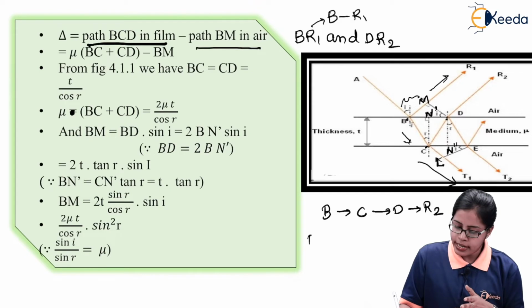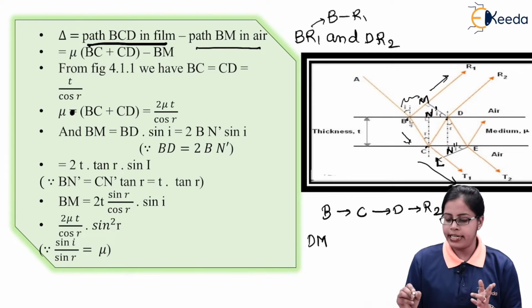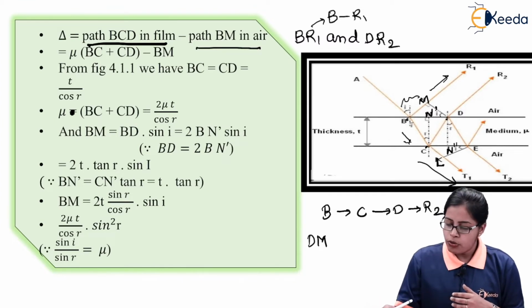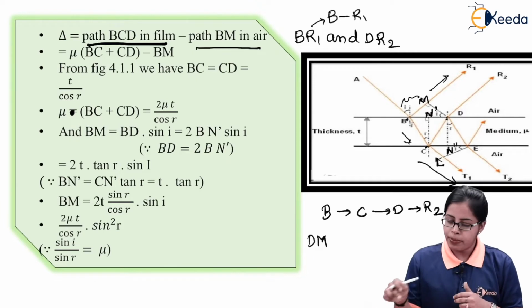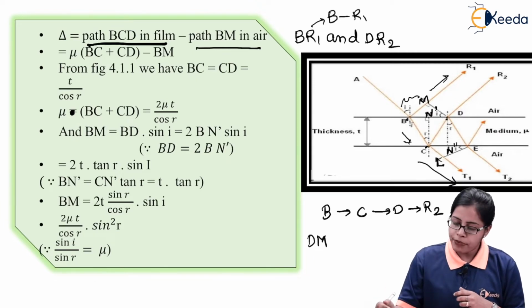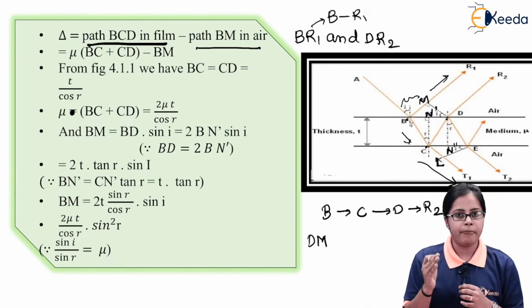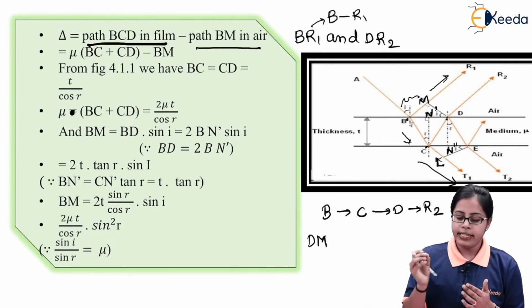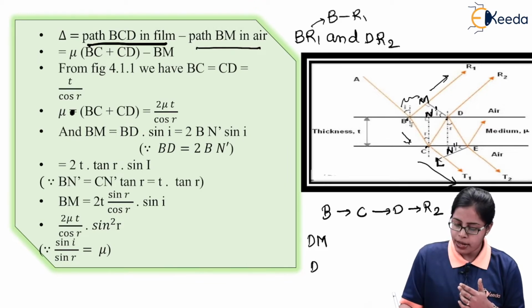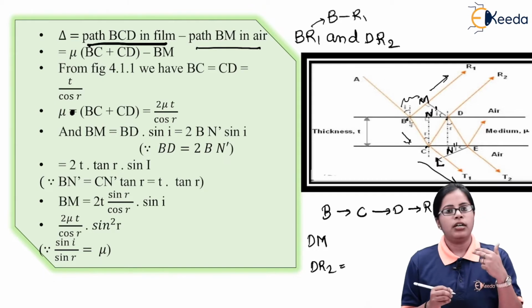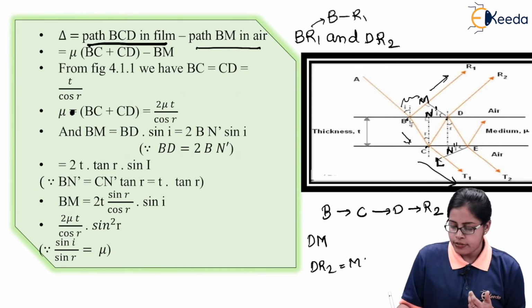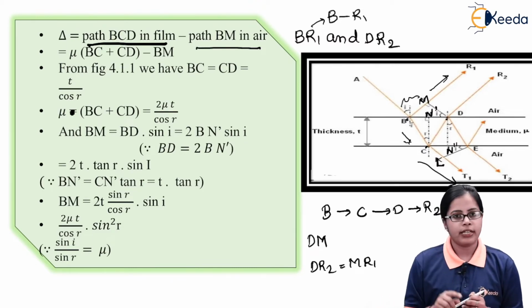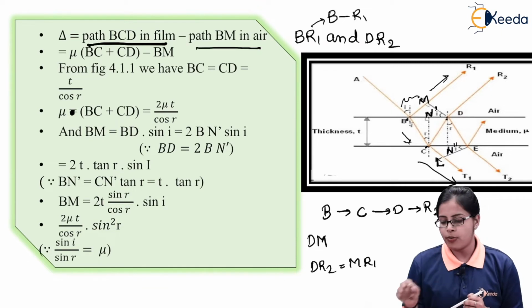So as you can see in the diagram, there is a perpendicular DM dropped from point D at the ray BR1. So to find the path difference, we have dropped the perpendicular from D to M. Now after point D and after point M, the paths of the rays are equal. That is, we can say after point D, the DR2 path is equal to MR1. So that means after point M, the path is equal for both the rays. MR1 is equal to DR2.